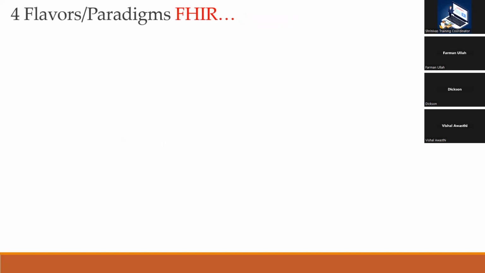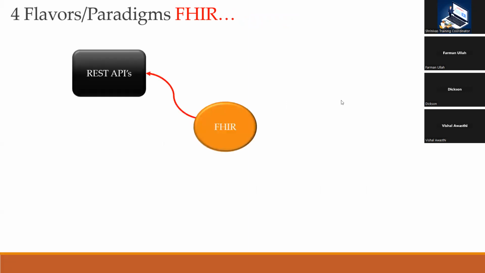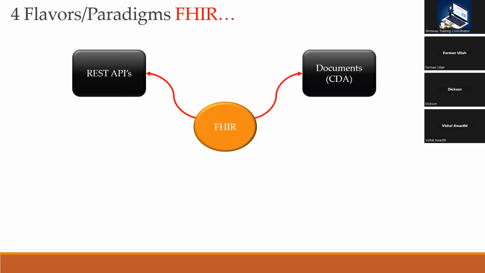So FHIR comes in 4 flavors. We call them the 4 paradigms of FHIR. When you talk about FHIR, REST API is at the core. This is the most basic exchange mechanism that we use. Apart from that, we also have CDA documents. FHIR also has the architecture to replace the existing CDA standard. We can exchange documents with the help of the documents standard that we have for FHIR. Then the next one is the messaging paradigm.